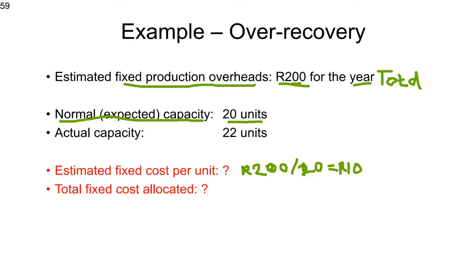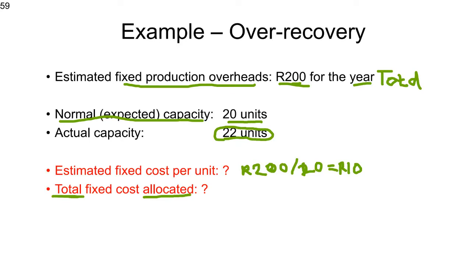Eventually, at the end of the year, we had produced 22 units. So it's higher, it's more than what we had intended to produce. You see, we produced 22 units. So then it's asking how much of the total fixed cost we had allocated during the year. So what cost did we eventually allocate?